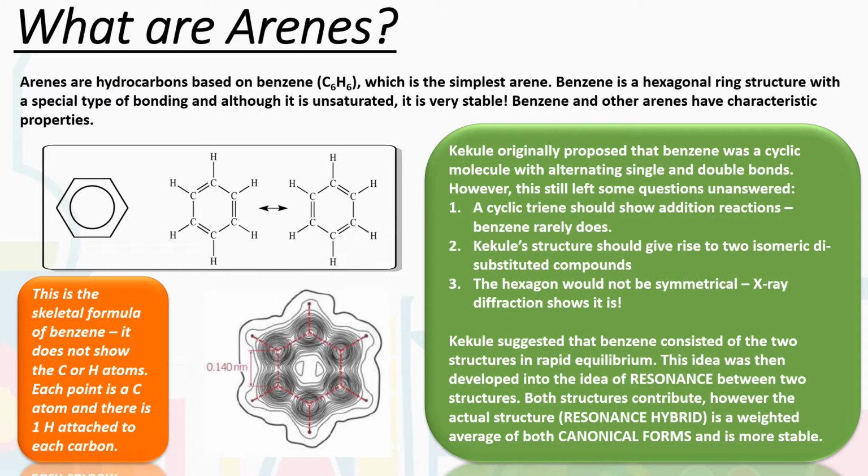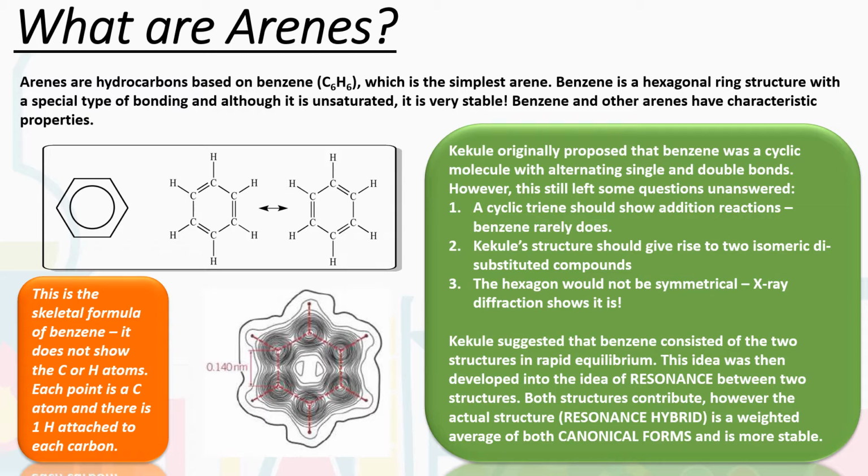If you had a cyclic triene, like we've shown of that structure in the middle, if we've shown it on the right here with the alternating single and double bonds, it should show addition reactions, electrophilic addition reactions like ethene does, like alkenes do, but benzene rarely does. Kekulé's structure should also give rise to isomeric substituted compounds, disubstituted compounds.